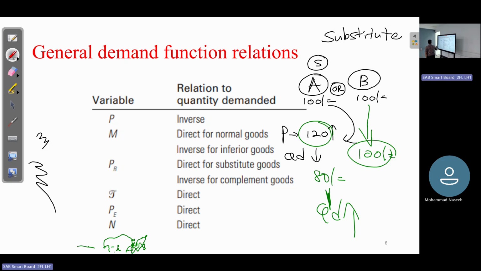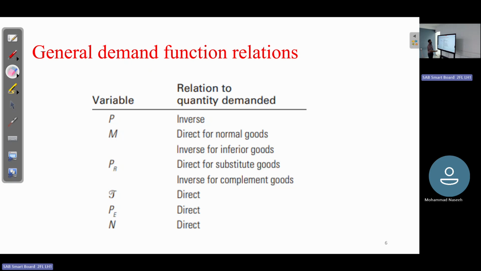Now see the board. Again, there are two products. Let's say the same product, not two products. I will take the product A. What is the price of the product? We have the price here. This is our selected product.